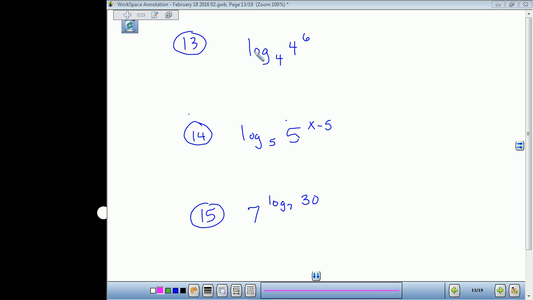All right, we skipped a problem. We're going to go to 13. All right, log base 4 of 4 to the 6 with no calculator is simple. Because this exponent can come out in front and be rewritten as multiplication. And then you just simply ask yourself, what power should I raise 4 to get 4? Oh, the first. And 6 times 1 is 6. So simple.